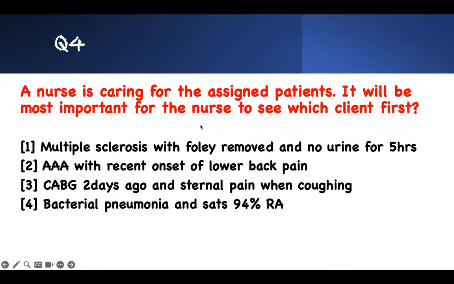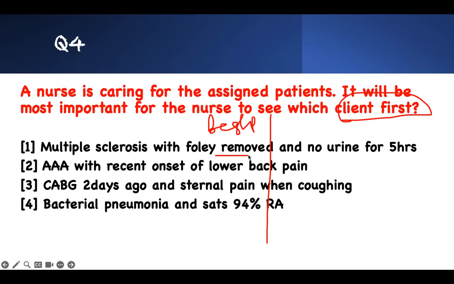A nurse is caring for the assigned patients. It will be most important for the nurse to see which client first. The same thing. Who is your priority? Who do you need to be sharp about? Right? I divide into two again. I have a multiple sclerosis patient with the Foley removed.